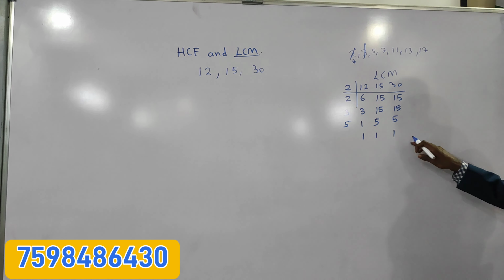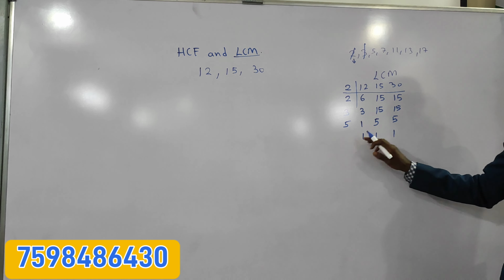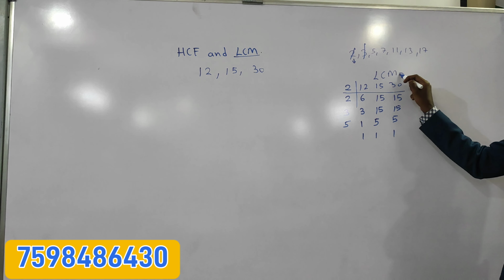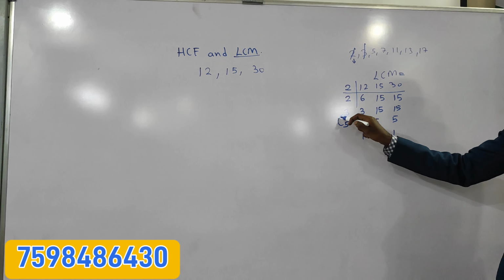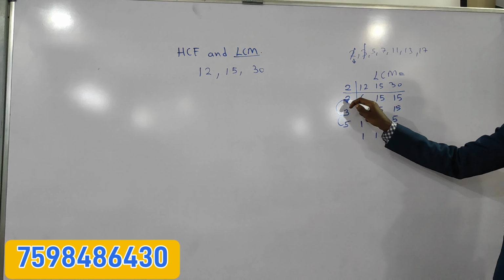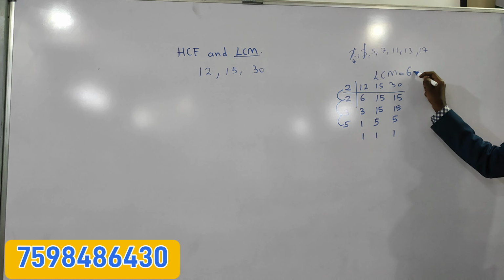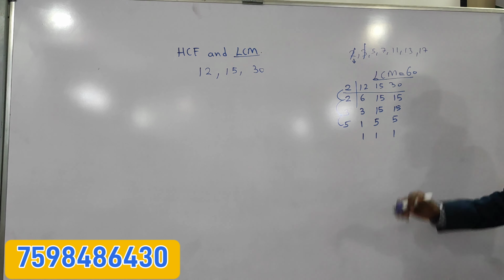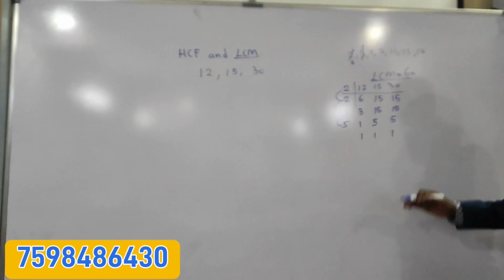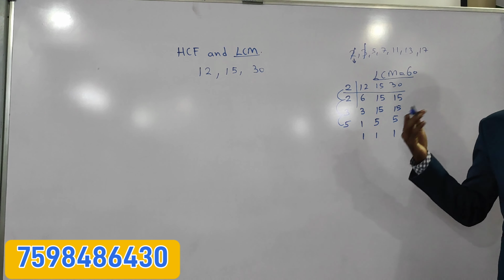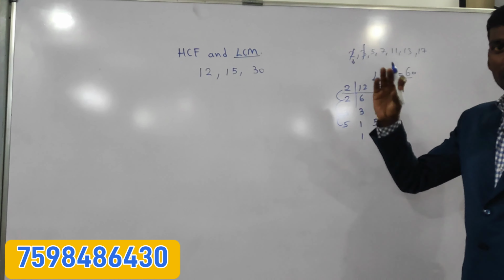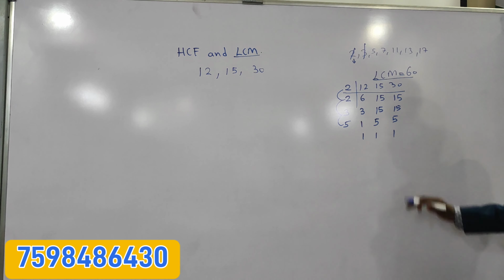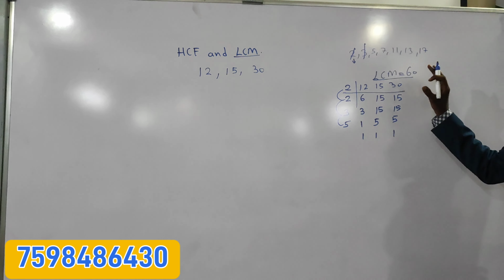So till you don't get 1, you have to keep dividing, and then you have to find the LCM by multiplying. 5 3s are 15, 15 2s are 30, 30 into 2 is 60. So the LCM you got here is 60. Okay, so the LCM, the answer, is 60. In this way you can find the LCM of many numbers, any different numbers which are given in your question. So the LCM part is over.